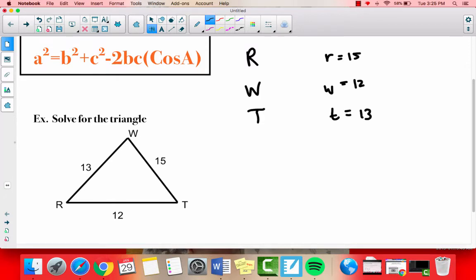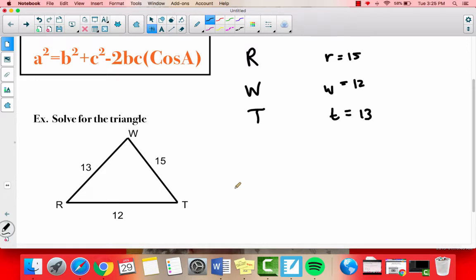And before we actually get started with this, I want to remind you that your sides should match up with your angles. So the largest side length in this triangle is 15, which means that R should end up being the largest angle measure. The smallest side is 12, and that means that W should be the smallest angle. That's an easy way to check your answers and make sure that they match up. Okay? So let's go ahead and get started.